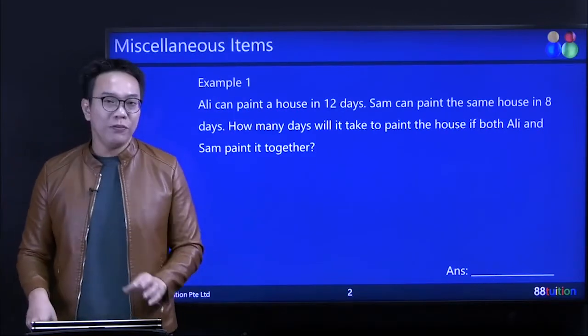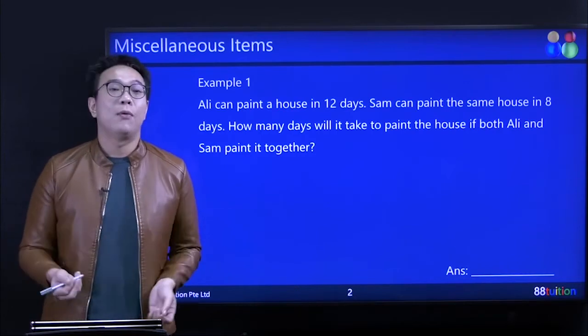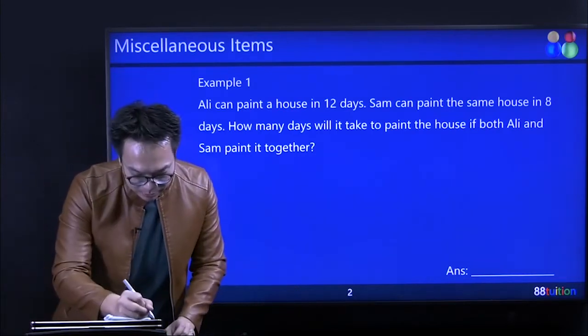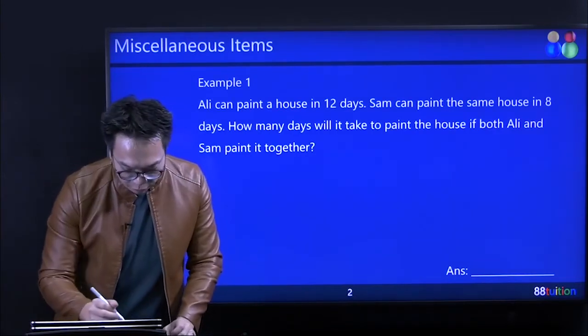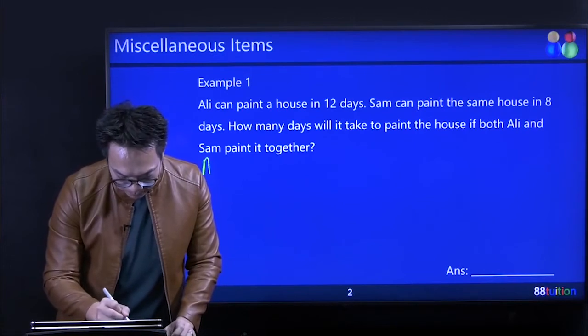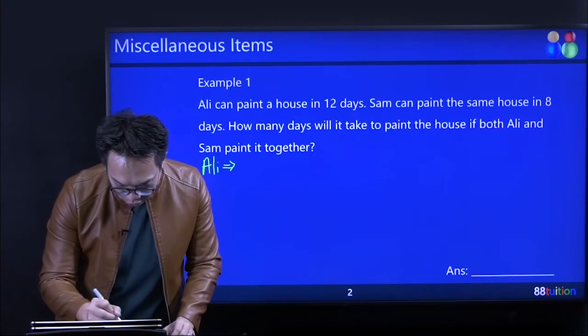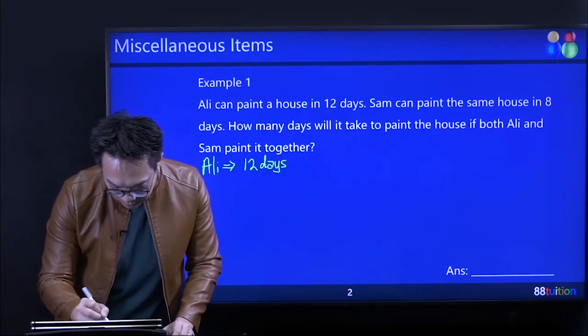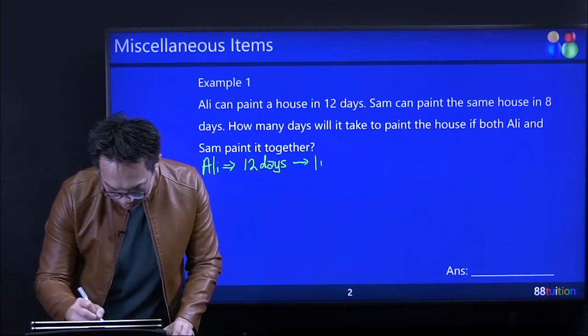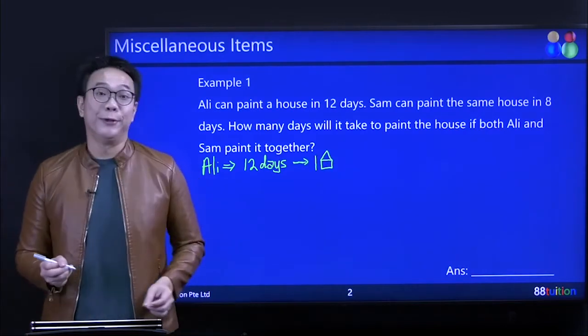Okay, so usually for this type of question, I will try to write out the clue myself. As you know that my drawing is beautiful, right? I know that you love my drawing. Ali, right? He needs what? He needs 12 days to paint a house. Alright, to paint a house. One house. Nice drawing, right? I know.